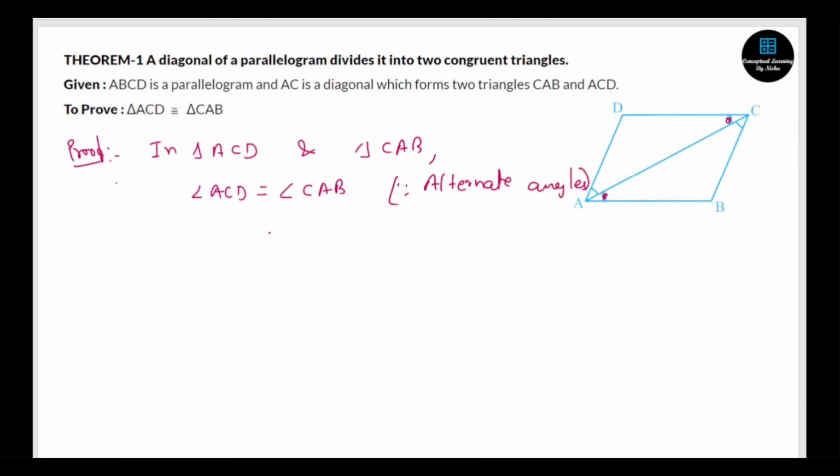Alright. Then AC is common. And which other two angles are equal? Tell me. Do we have any other angles equal? If I talk about these parallel sides, we already know that opposite sides are parallel for a parallelogram, right? So I can say this angle equals this angle, correct? So angle DAC equals angle ACB, correct? Again alternate angles.